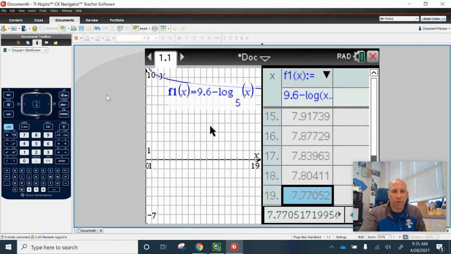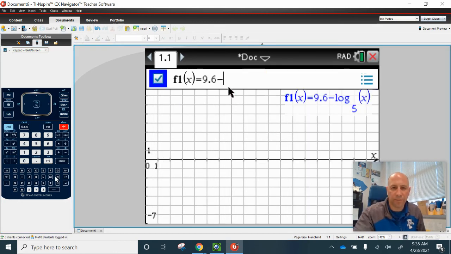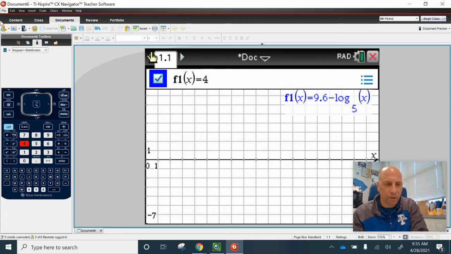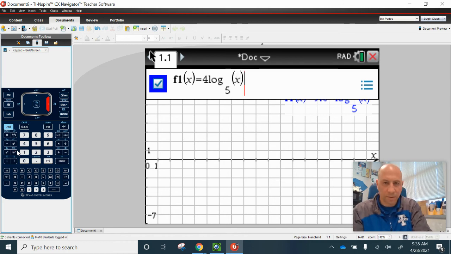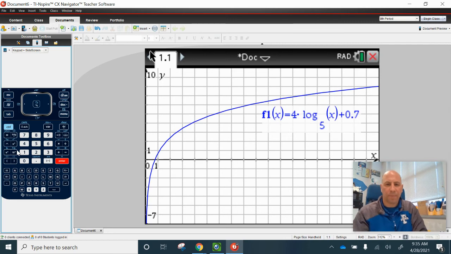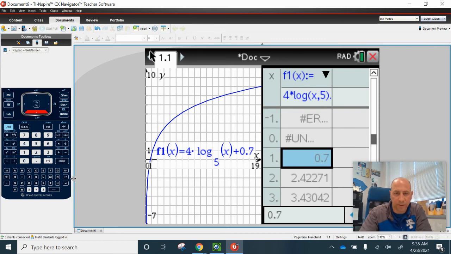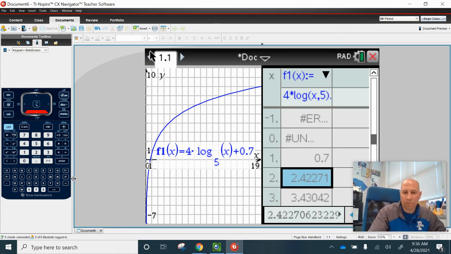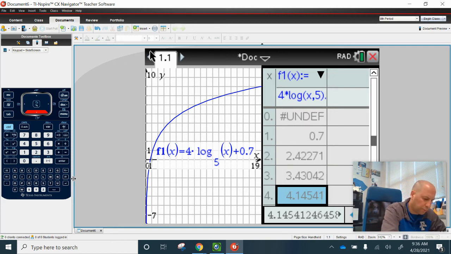So now we're going to go Control T, tab, we're going to delete this one, and let's graph the right side. So 4 control log base 5 of x plus 0.7. Okay, so now press Control T, and we're going to start at x is 0, so undefined. 1 is 0.7. 2 is 2.4. 3 is 3.4. 4 is 4.14.